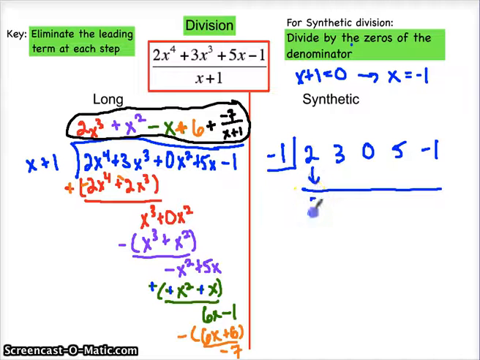Drop down that 2, multiply by negative 1 is negative 2, and add. The nice part about synthetic is that we're adding so much, we don't have to worry about those extra negatives, all that subtraction we did with long division.